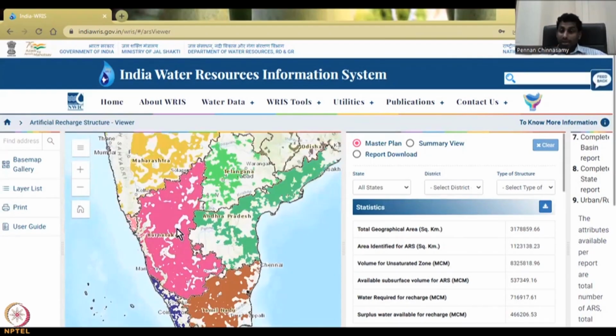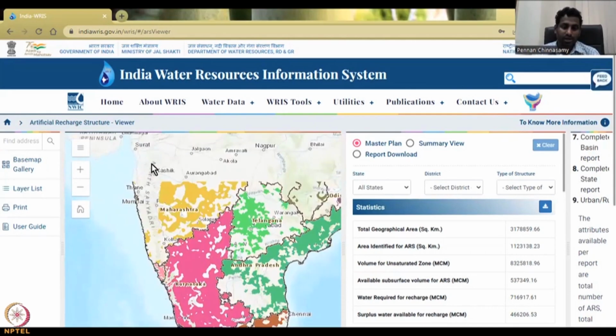Okay, so the mapping has been done. Remember, we had this water resource assessment data in the previous classes. Using that, they have identified the area where you could make these artificial recharge structures. And based on that, now we're going to look at particular states and how they have performed.